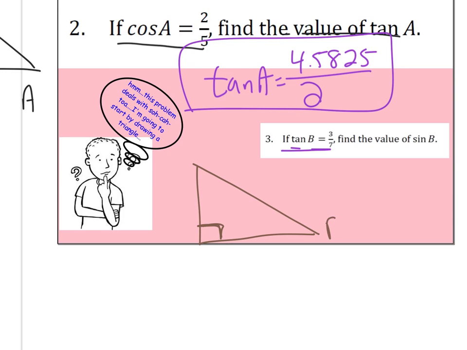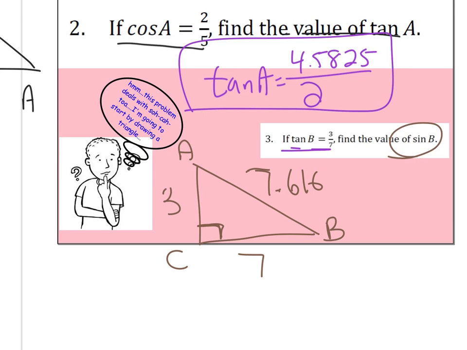So if I call this one B, call that one A, call that one C. Tangent of B means opposite over adjacent. Then use the Pythagorean theorem. Don't use the quadratic formula. That will be really wrong. It gives me this for a hypotenuse.